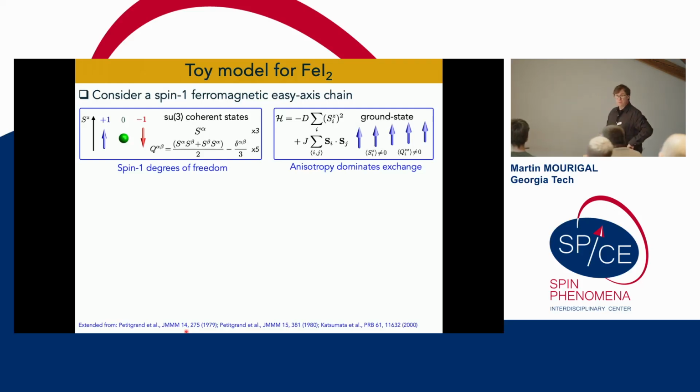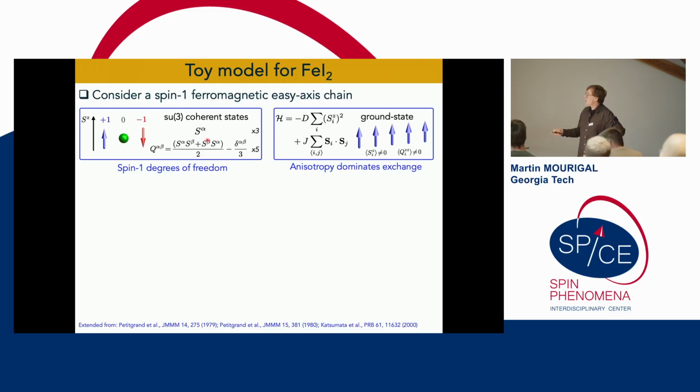So a lot was known about the system. And if you simplify it to the extreme, it's essentially a spin 1 ferromagnetic easy axis chain. Of course, the chain is embedded in a 3D system, so it orders. And so the 2 ingredients that are necessary to understand the physics, first is that you have spin 1.